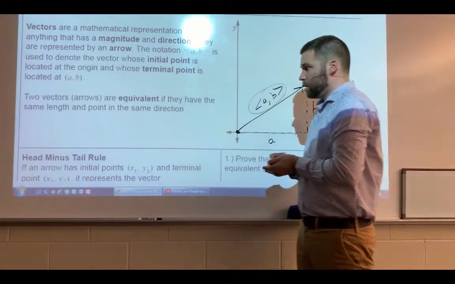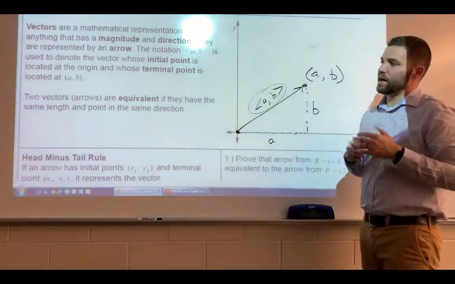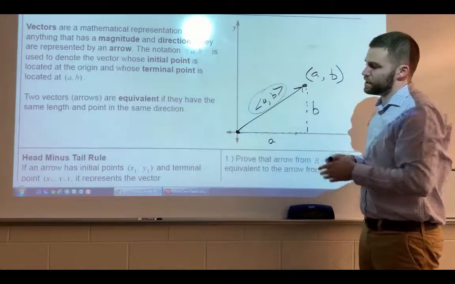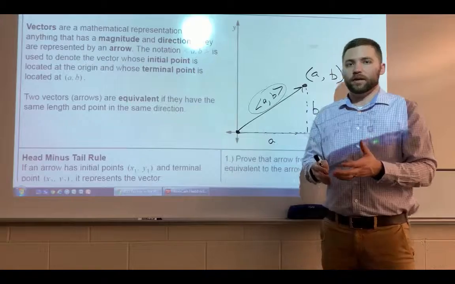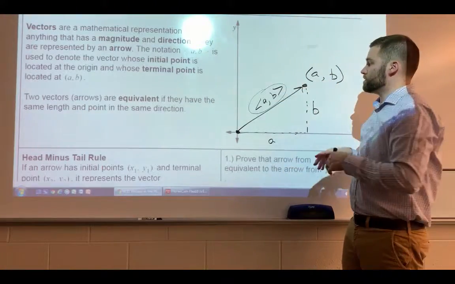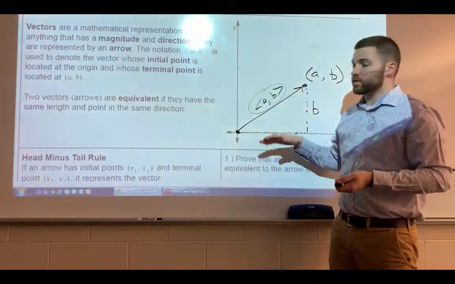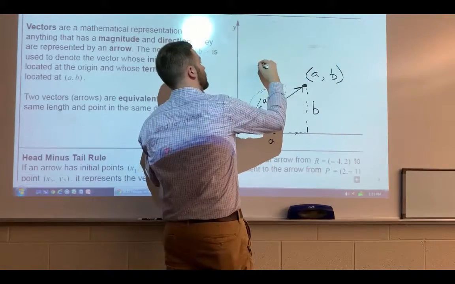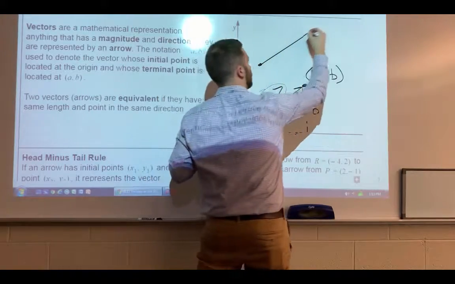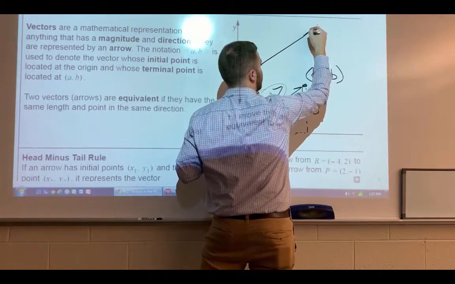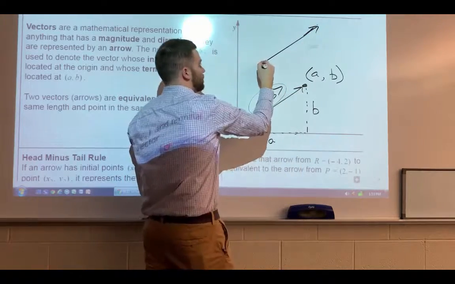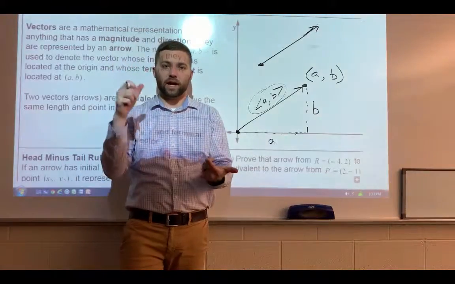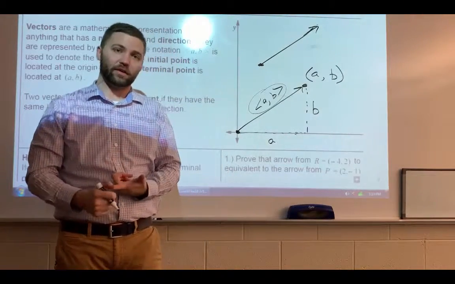Two vectors are equivalent if they have the same length and point in the same direction. So I could take this vector here, and I could move it anywhere in the plane, so in the xy plane. Lots of times it's useful to start it at the origin, but we could start it anywhere. So I could move this vector up to here, and it's no longer starting at the origin, but imagine that was the same length. This vector is equivalent to this vector in that they have the same direction and the same magnitude, the same length.